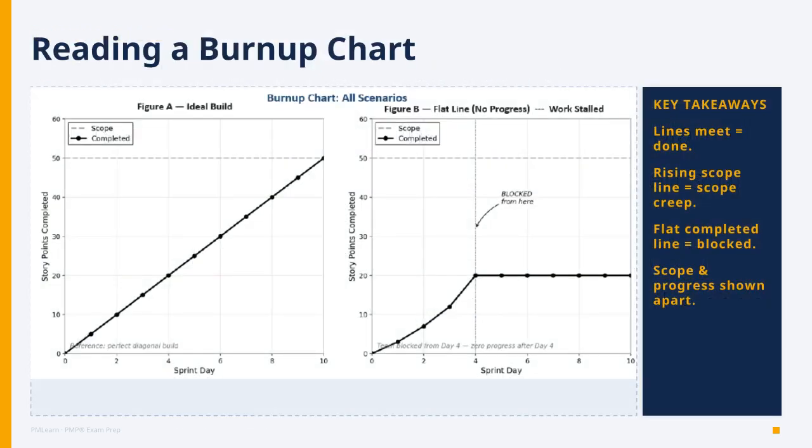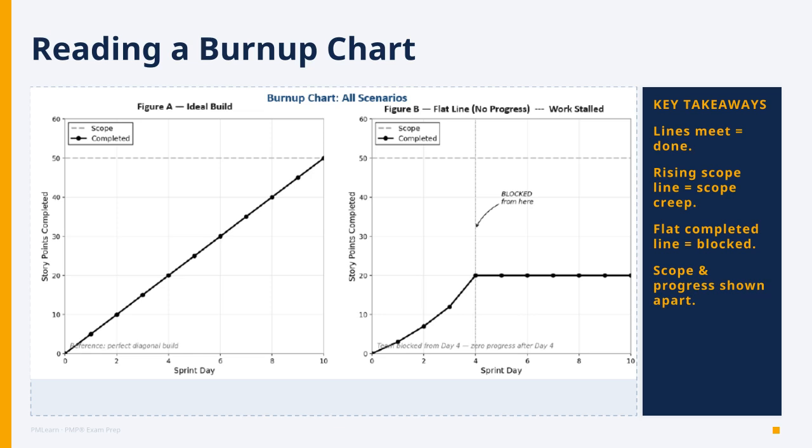Let's read the Burnup. Observe two lines, scope on top, completed climbing from 0. Interpret the healthy case first. Panel A. The completed line rises in a clean diagonal toward scope. That's a team building steadily. Now Panel B: completed climbs, then flattens after day 4. The team got blocked. No progress. Apply it. A flat completed line is your alarm bell. Investigate immediately.